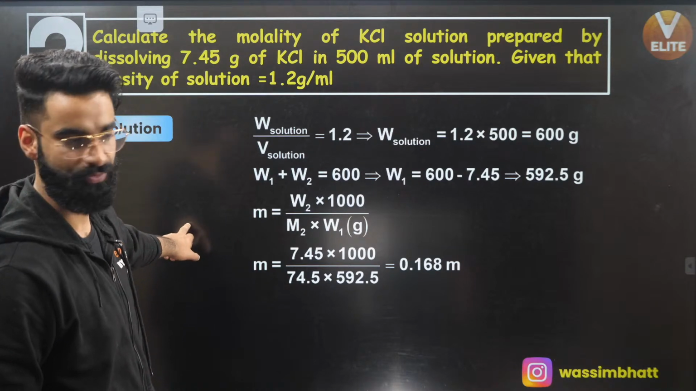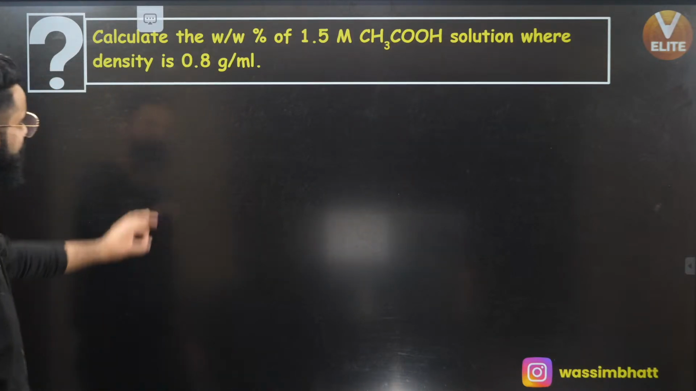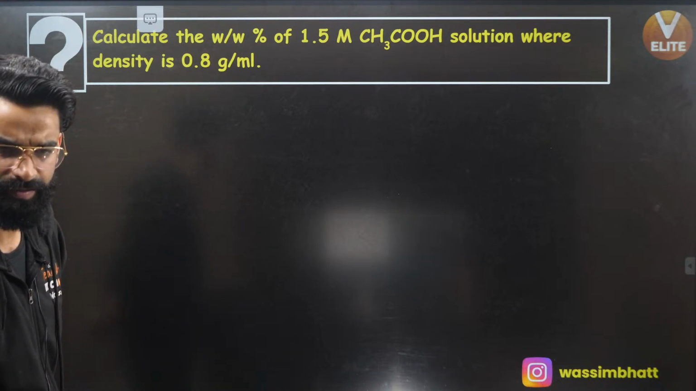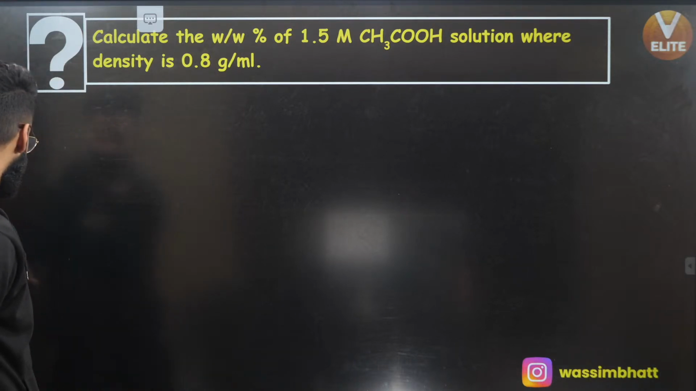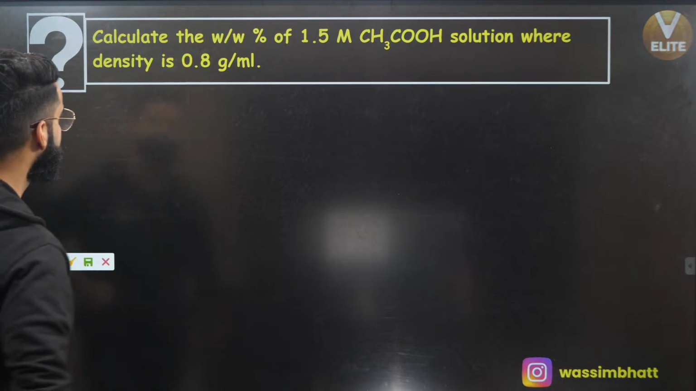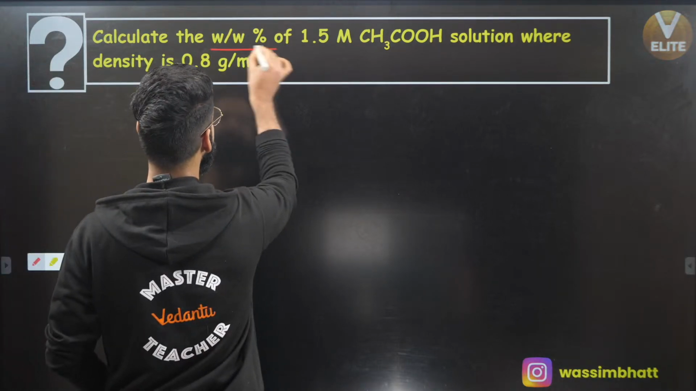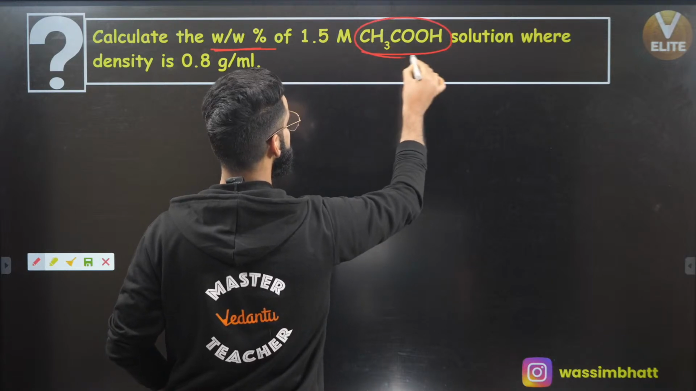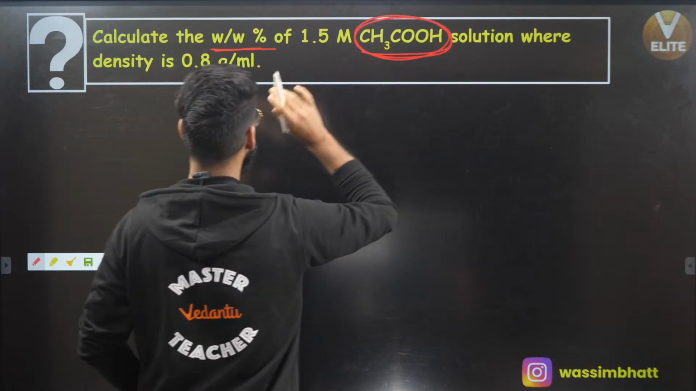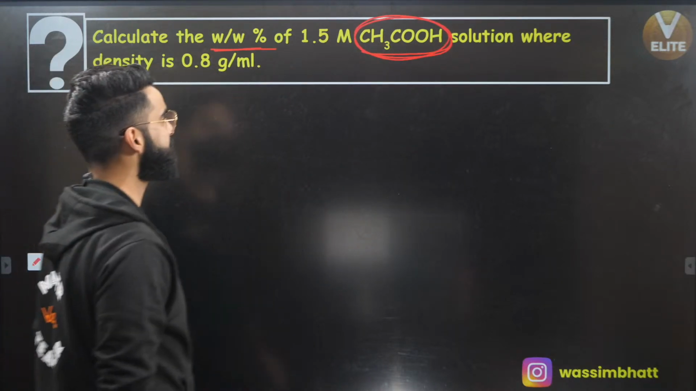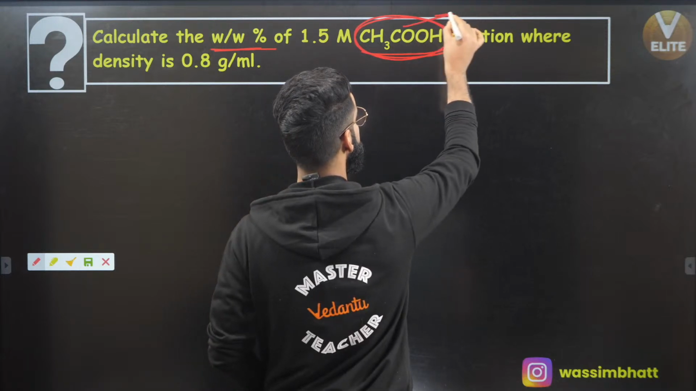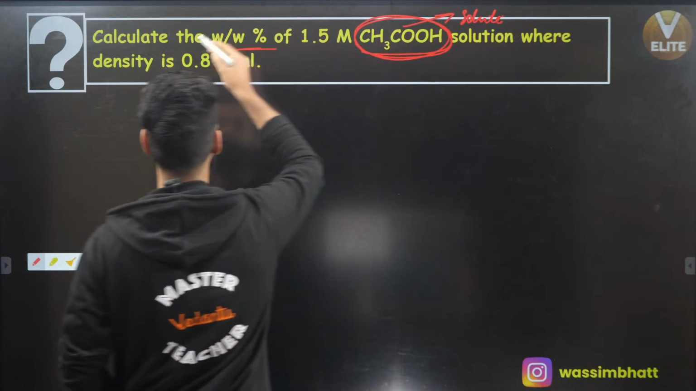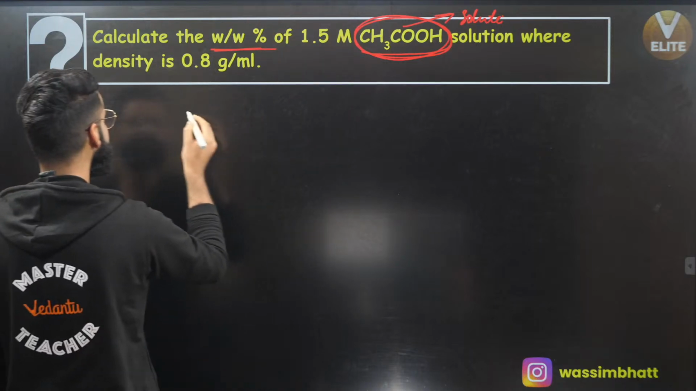Okay, let's move on to the next question. One more simple question. Understand how to solve this question and what we are supposed to calculate. We are supposed to calculate weight by weight percent of 1.5 molar CH3COH, right? So basically we have got a solution in which solute is CH3COH, and we are supposed to calculate weight by weight % of solute.